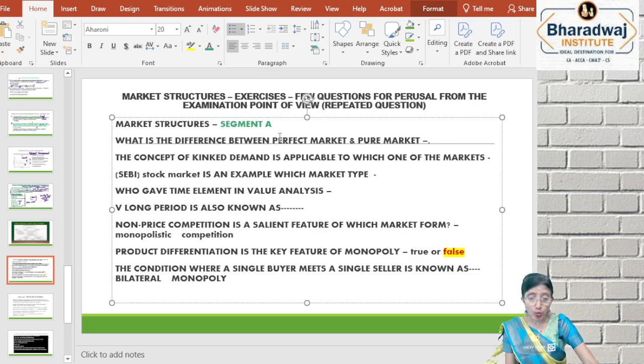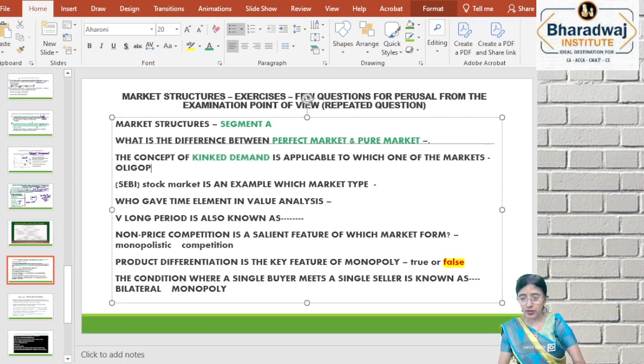How should I prepare? What is the difference between pure market and perfect market? Remember, when 3 features alone are met, it is pure competition. First 3 features, not anything. When 3 plus other features are there, it becomes perfect competition. Concept of kinked demand is applicable to which market? Please remember oligopoly. The kinked demand curve was given by Paul Sweezy. Sweezy's model.